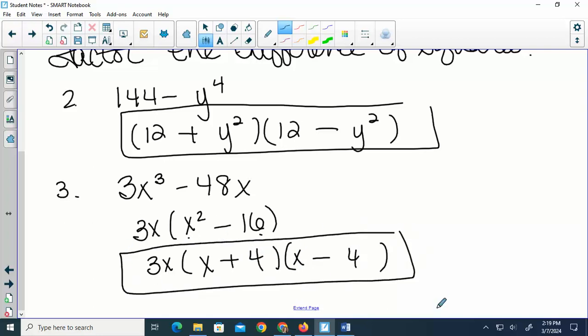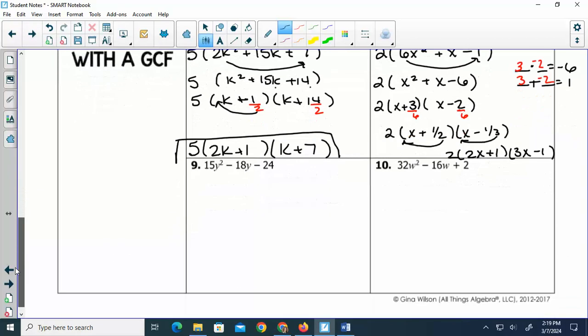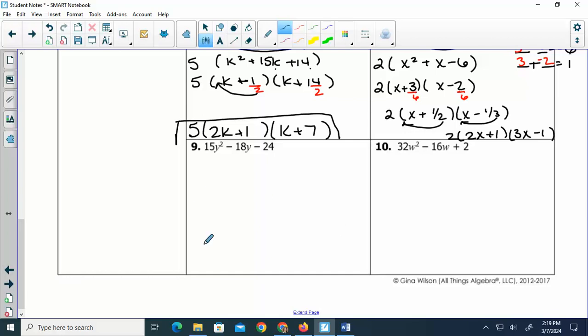Alright, do you guys remember doing those kinds of problems? Let's look at that handout from a couple days ago. We did a few problems on it yesterday. I want to look at the bottom 2. So problem number 9. What can we take out of that? So that gives us 5y squared minus 6y minus 8. Then what do we do?